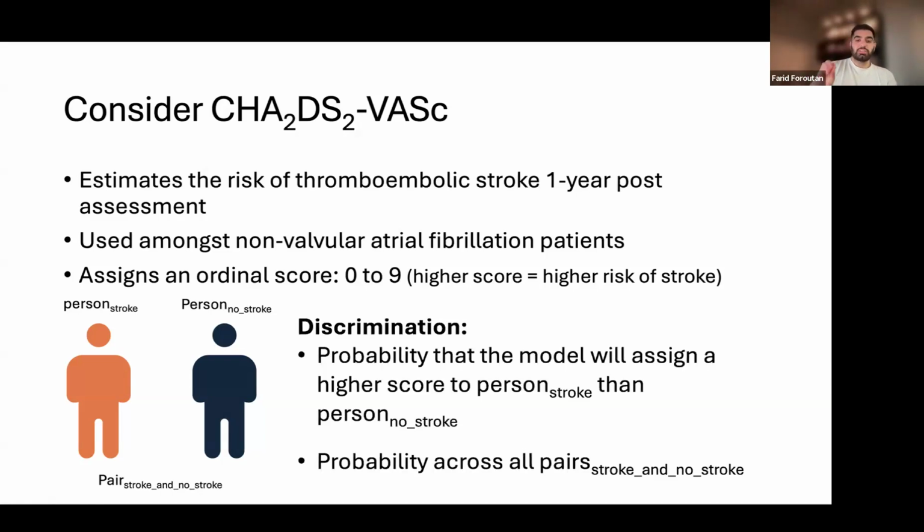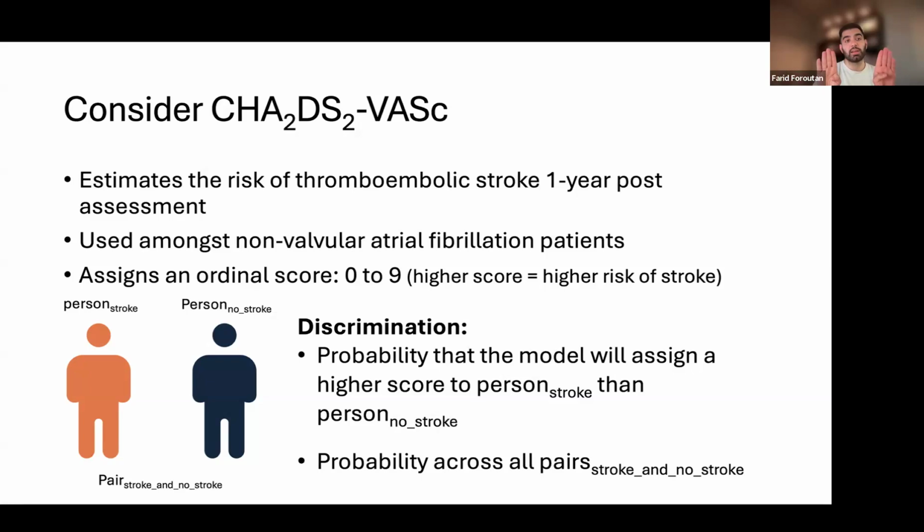What discrimination is telling us is the probability that your model will assign a higher score, doesn't matter how much of a higher score, it will assign any amount of a higher score to the person who had a stroke as compared to the person who didn't have a stroke. And it's not just the probability for these two people, it's the probability across all the potential pairs of individuals who you may come across in your data set. So one person who's had your event of interest, the other person who hasn't had your event of interest.